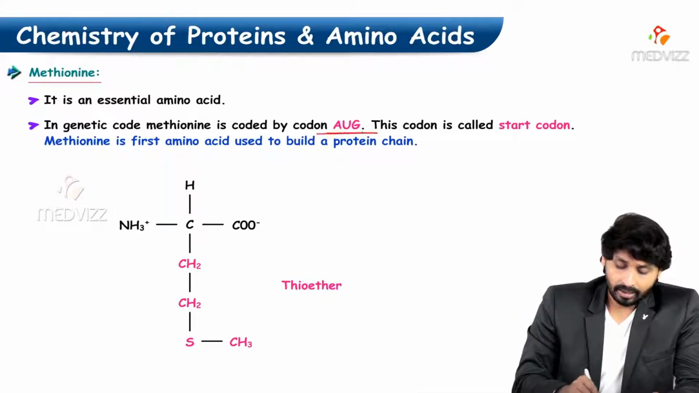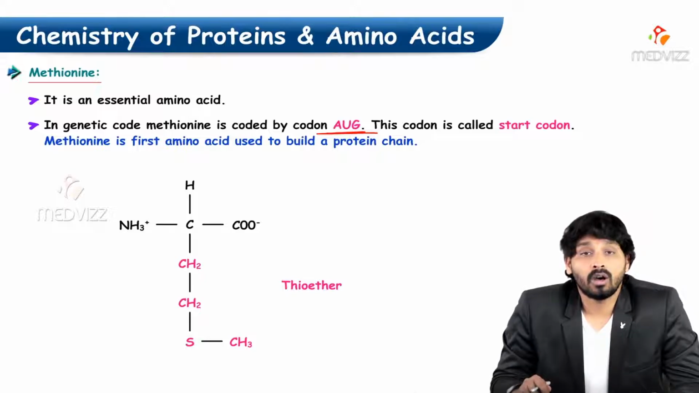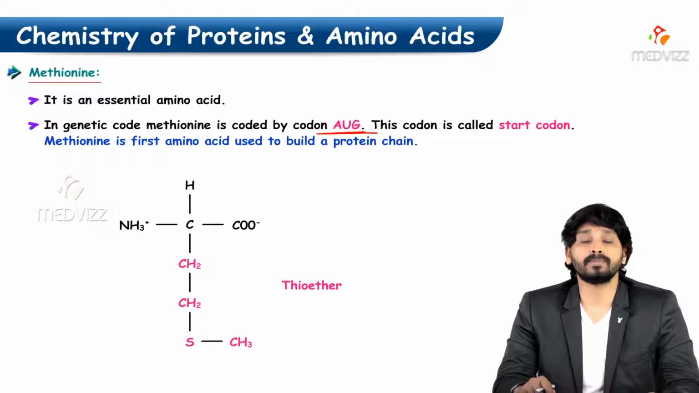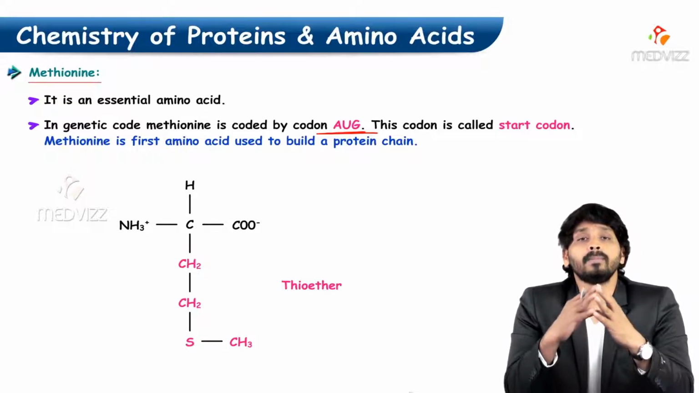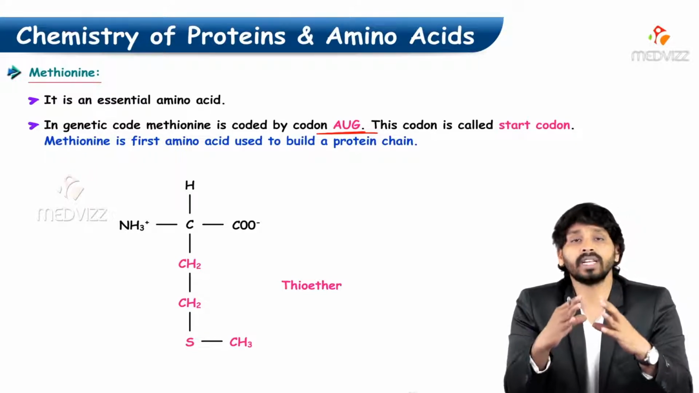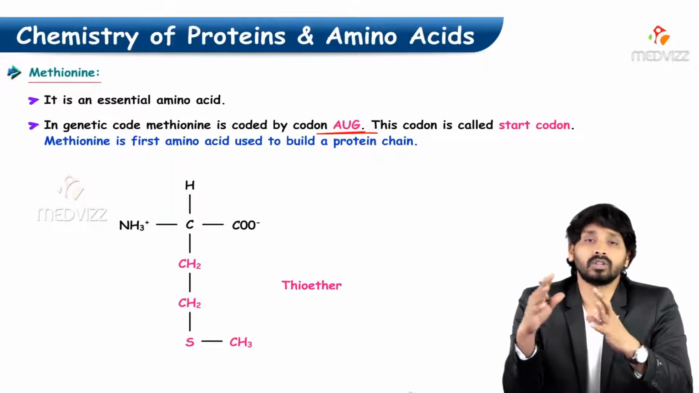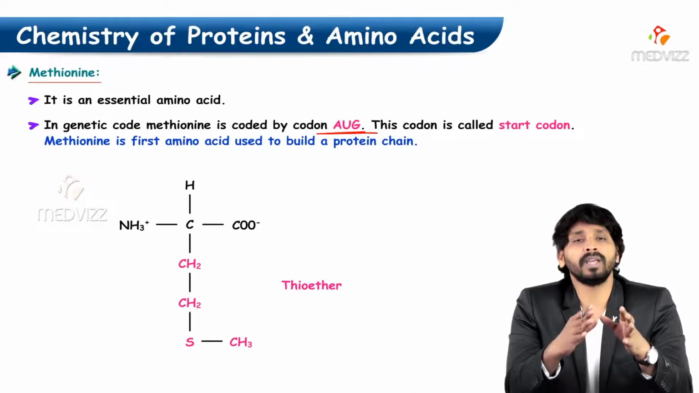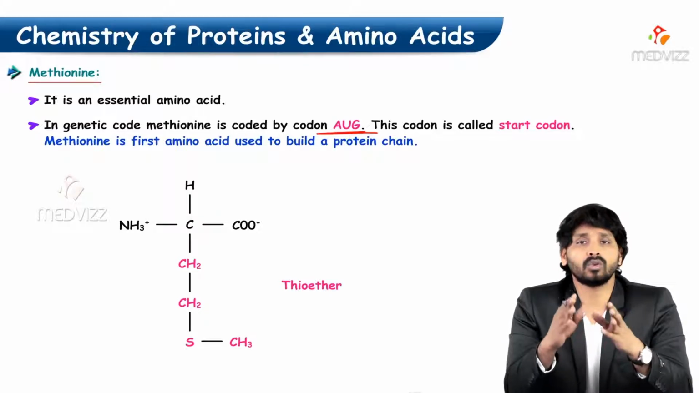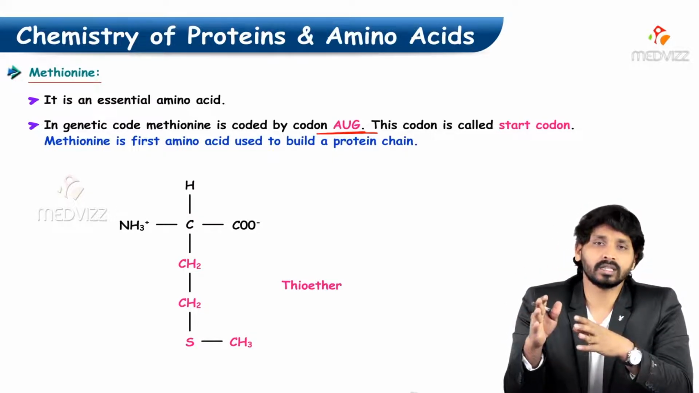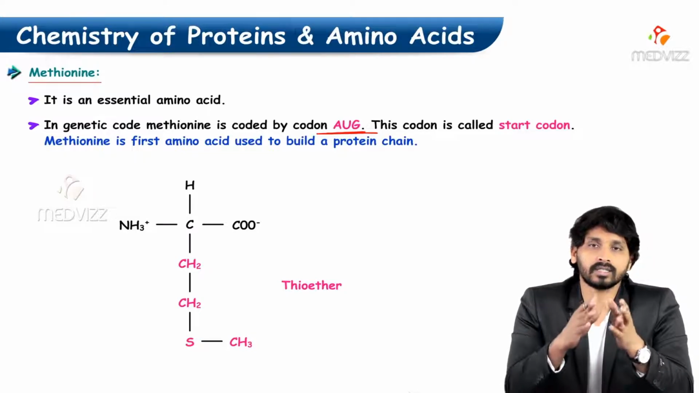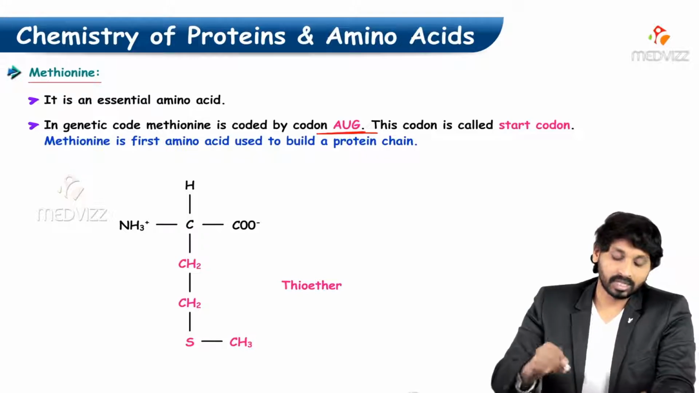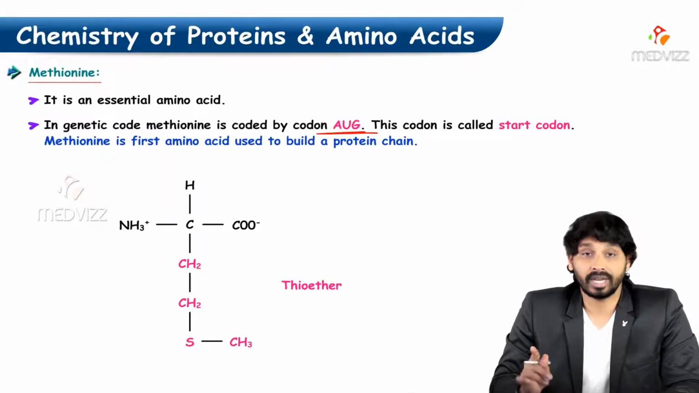Methionine is coded by the codon AUG, the genetic code. You are all aware, right? Particular amino acids are coded by particular codons. So of all the 20 amino acids, each has a particular codon. When AUG comes into action, methionine will be coded. This codon is called the start codon. Whenever any protein has to be synthesized, the start codon is AUG, that is methionine. Methionine is the first amino acid used to build a protein chain.